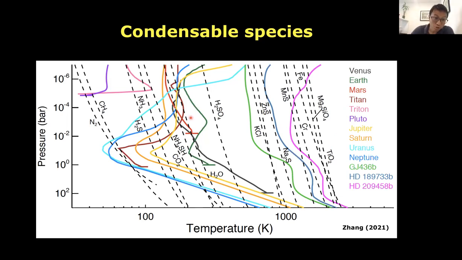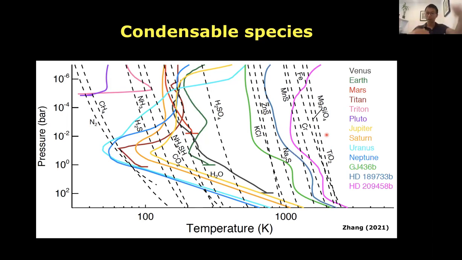And those dashed lines are basically condensation curves of different kinds of species. For example, ranging from nitrogen, which does condense in Triton's atmosphere, all the way to silicates or iron, which can condense in very hot Jupiter gas giant exoplanets. So multiple species can condense, and we expect very diverse cloud species.